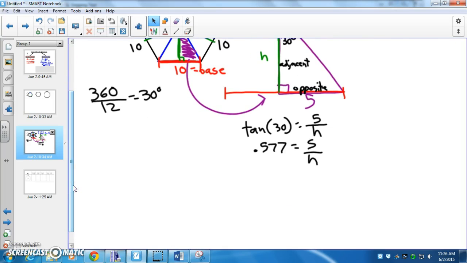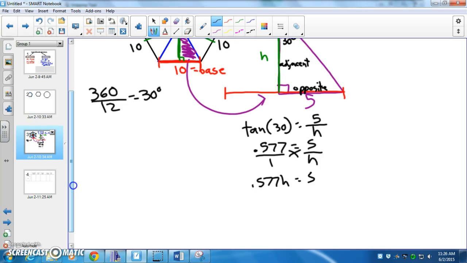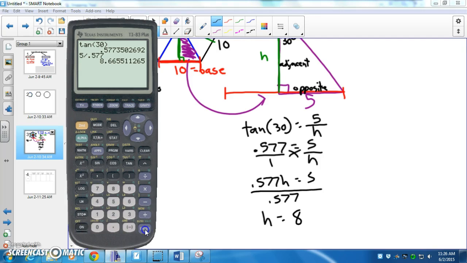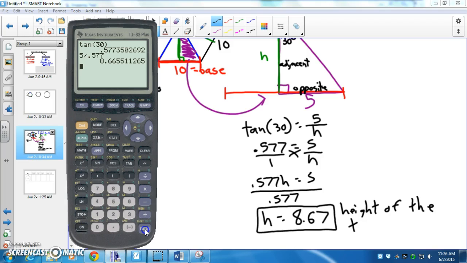So from here, you would cross multiply and go 0.577h equals 5. Divide by 0.577 on both sides, and h equals, so I'm going to get 5 divided by 0.577, 8.67. Now this is the height of the triangle.